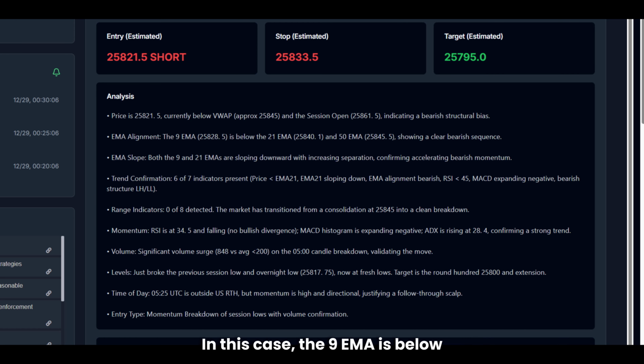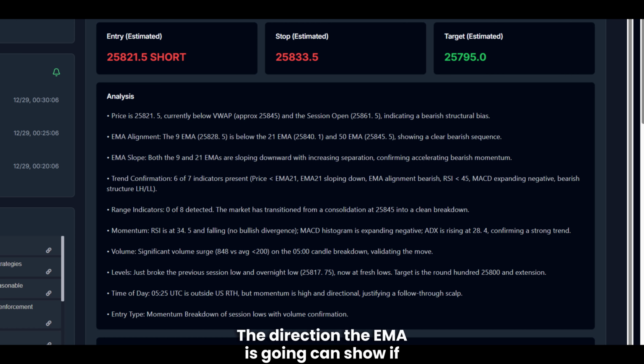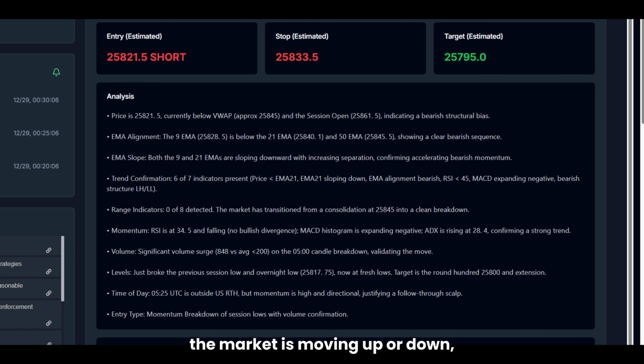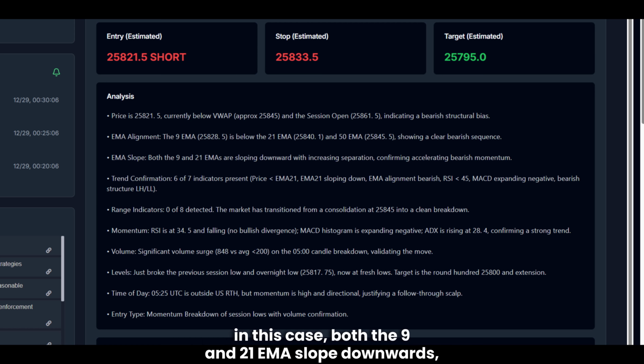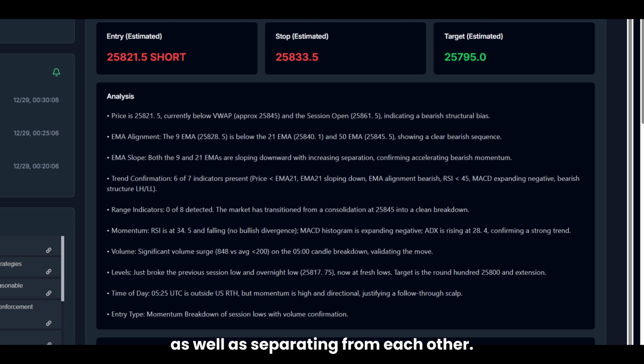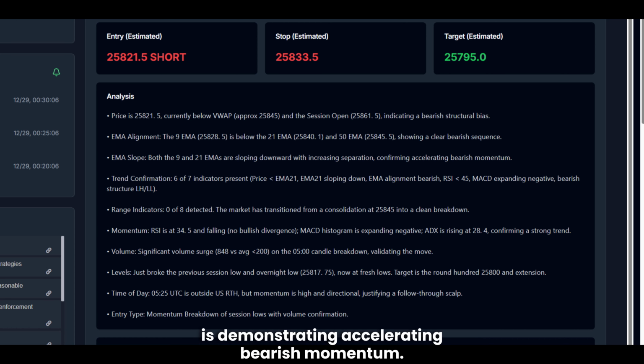In this case, the 9 EMA is below the 21 EMA, meaning it is bearish. EMA slope. The direction the EMA is going can show if the market is moving up or down. In this case, both the 9 and 21 EMA slope downwards, as well as separating from each other. Combined, this means that the market is demonstrating accelerating bearish momentum.